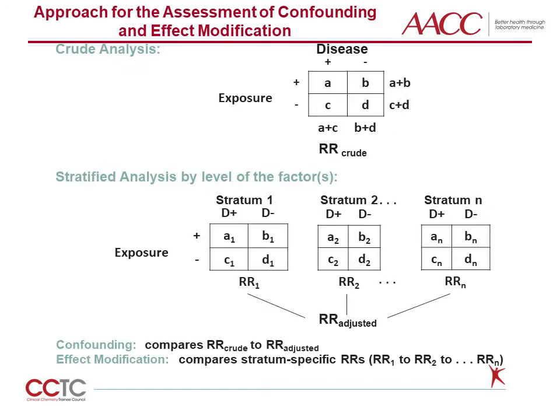So just to again summarize how we look for the assessment of confounding and effect modification, we have a 2x2 table up at the top that's the crude analysis, the exposure and the outcome. Relative risk is crude, not adjusted for anything. And then we do a stratified analysis where we take that 2x2 table and we break it down by level of the potential confounder or a potential effect modifier.